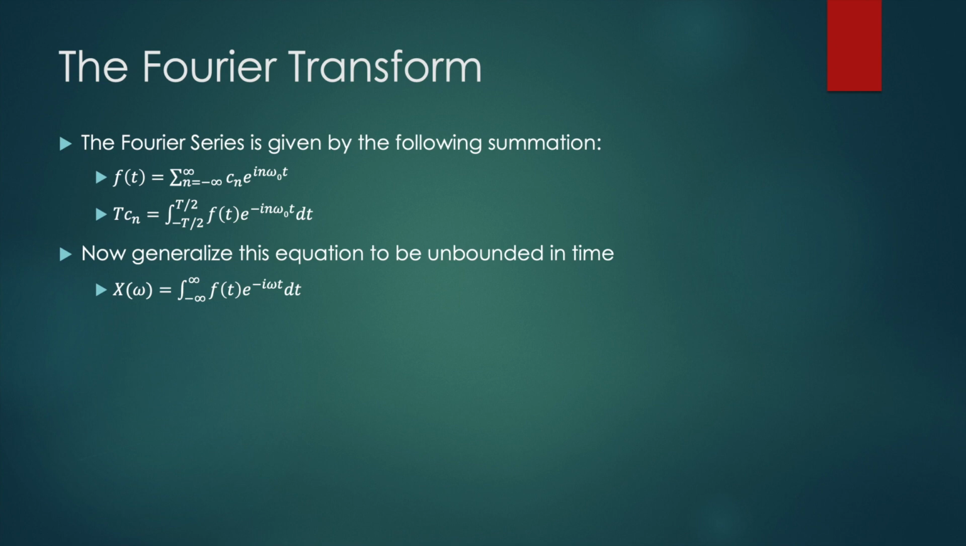And so this is the Fourier transform equation. As you can see, w has replaced n w naught, and the bounds of the integral are from minus infinity to infinity.